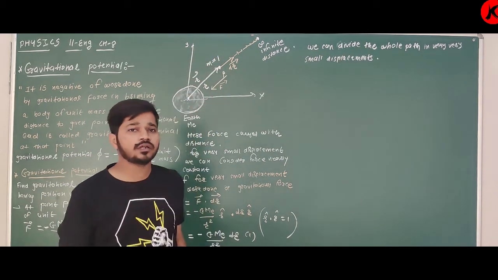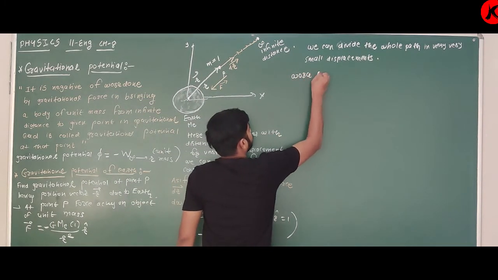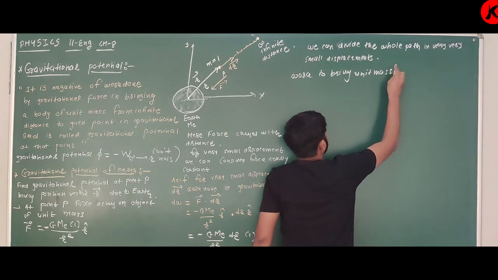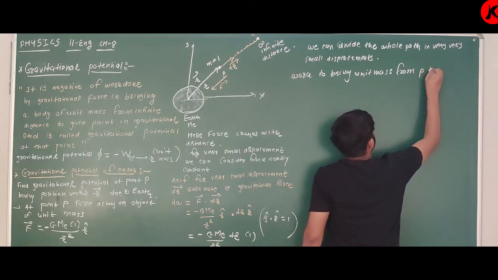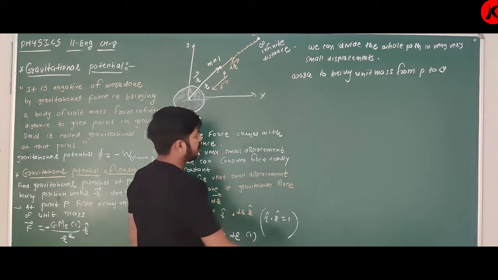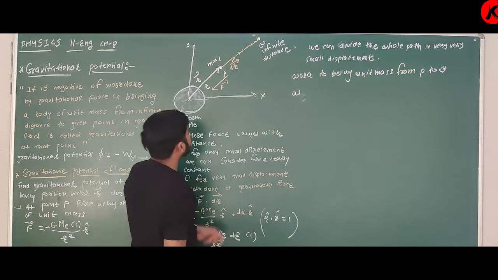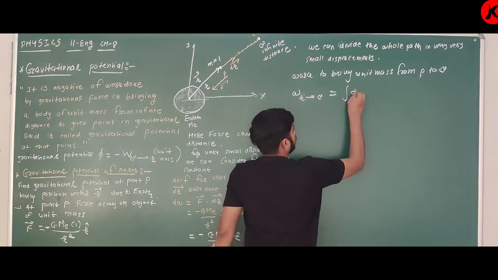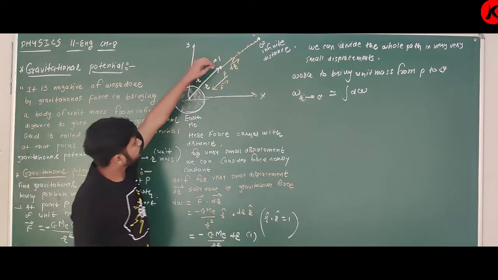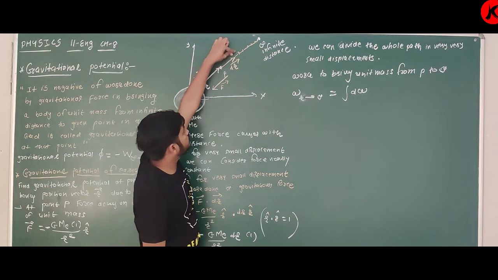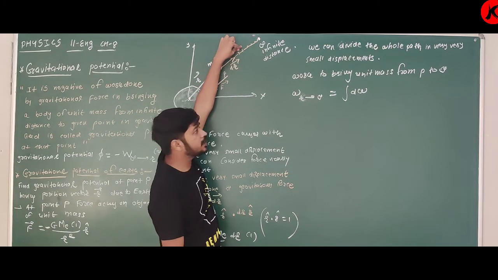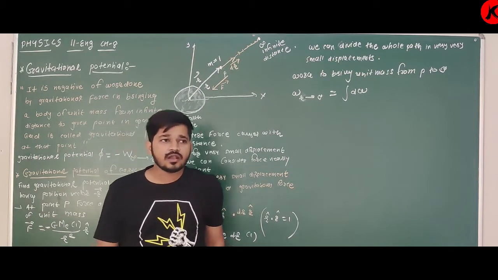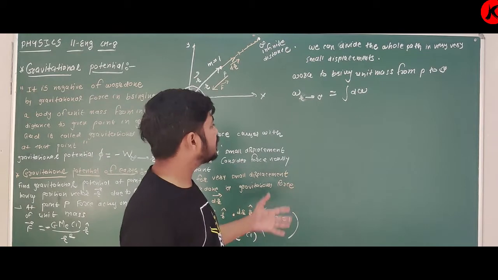And how to find the total work? The work to bring a unit mass from P to infinity, that is W. P is at distance r, so it is from r to infinity, the integration of dW. Because for this displacement the work is dW, for this displacement dW, plus dW plus dW, and for very small displacements we can say that the summation is converted into integration.